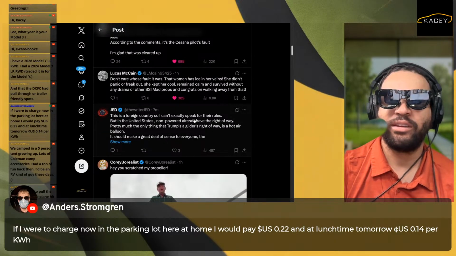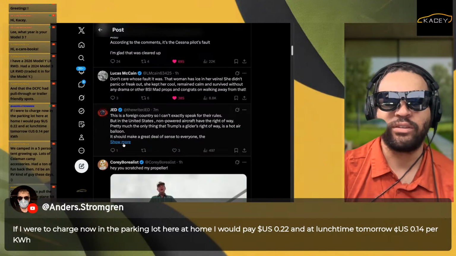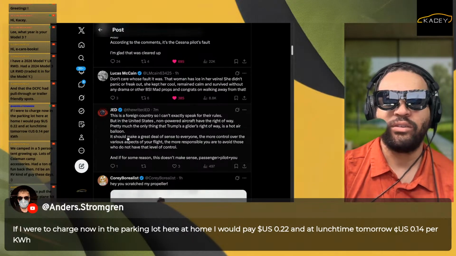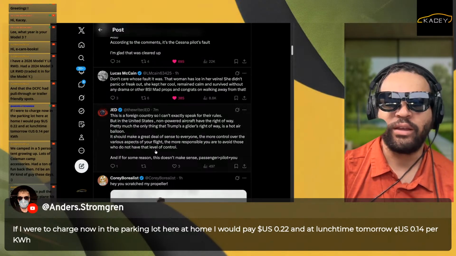It's a foreign country, so I can't exactly speak for their rules, but in the U.S., non-powered aircraft have the right of way. Pretty much the only thing that matters is the glider's right of way is a hot air balloon. Probably because either they're older or because they have less control even than the glider. It should make a great deal of sense to everyone that the more control over the various aspects of your flight, the more responsible you are to avoid those who do not have that level of control. If for some reason this doesn't make sense, the passenger, pilot, you.